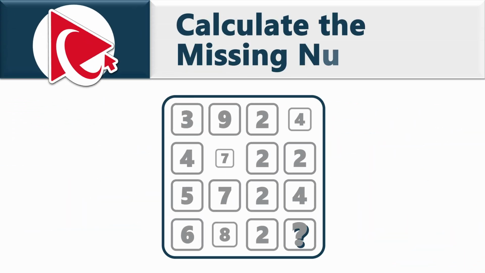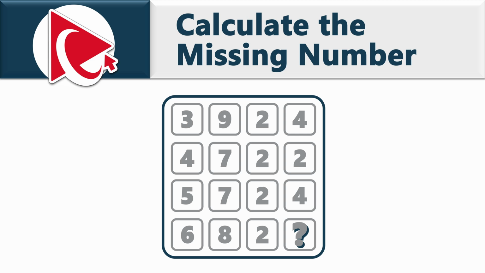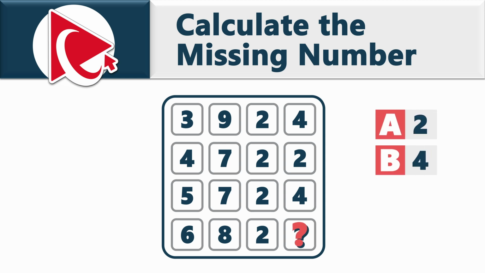You're presented with the square, which has 16 numbers inside, and one number is missing. The numbers are, starting from the upper left corner, 3, 9, 2, and 4 in the first row, 4, 7, 2, and 2 in the second row, 5, 7, 2, and 4 in the third row, and then the last row contains numbers 6, 8, 2, and then comes the missing number, which you need to calculate and select out of 4 possible choices. Choice A, 2, choice B, 4, choice C, 6, and choice D, 8.